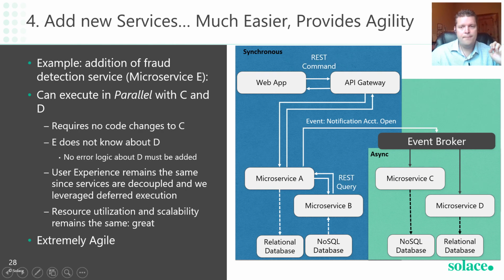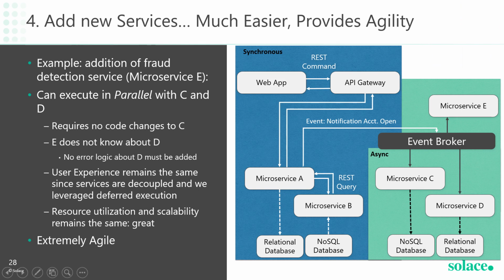So case number 4, adding new services. Let's say that we wanted to add a new microservice E. Essentially because none of these services actually know about the existence of each other, there are no code changes required to any of these services. Sure, microservice E does still have data level coupling, but that's really a small amount of coupling compared to what happens otherwise. Resource utilization, scalability all remains the same. User experience remains the same because the addition of this new microservice is in that deferred execution group.